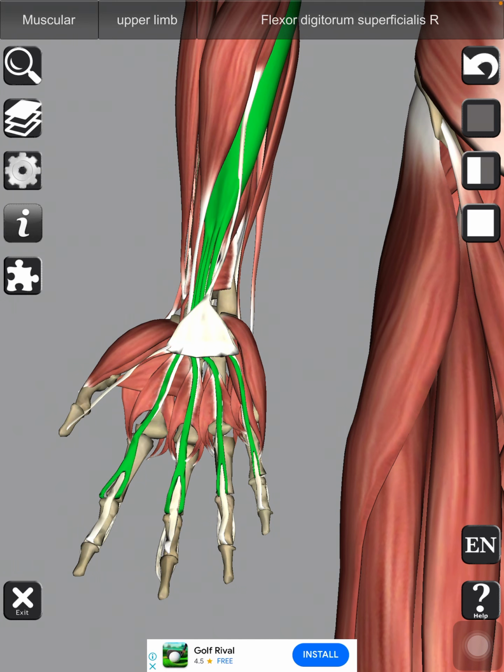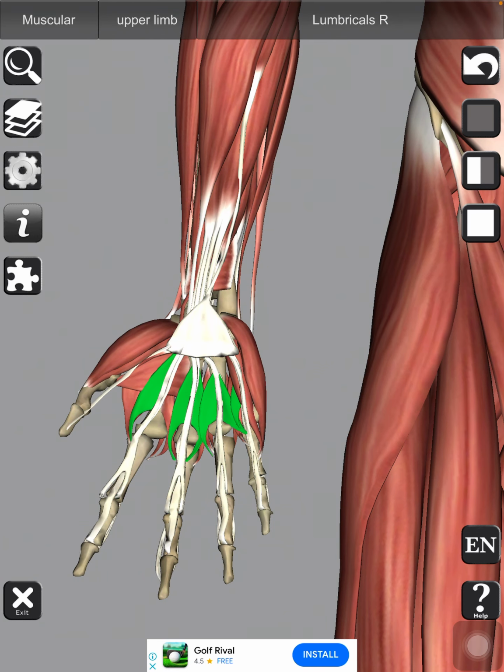So we have seen already flexor digitorum superficialis. From the flexor digitorum profundus tendon, the lumbrical muscles arise. So these are the profundus tendons from which the lumbricals arise. First and second lumbricals are unipennate, third and fourth lumbricals are bipennate.